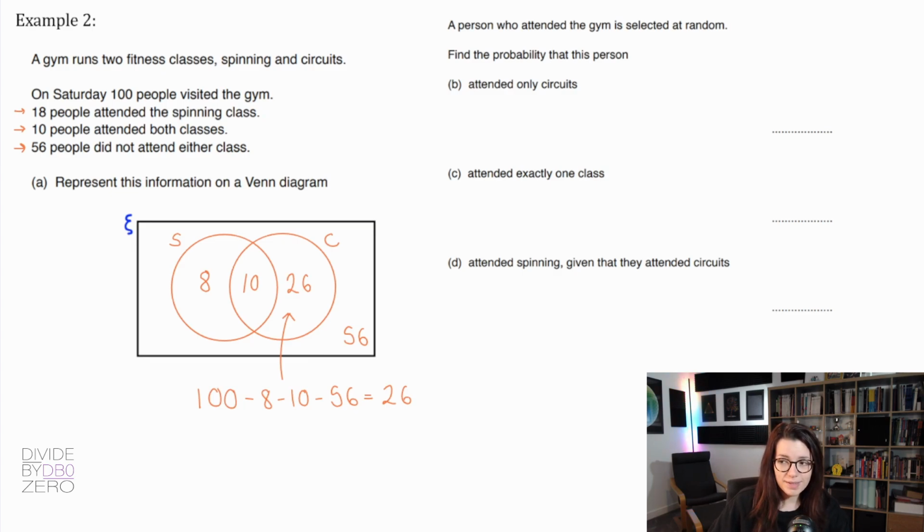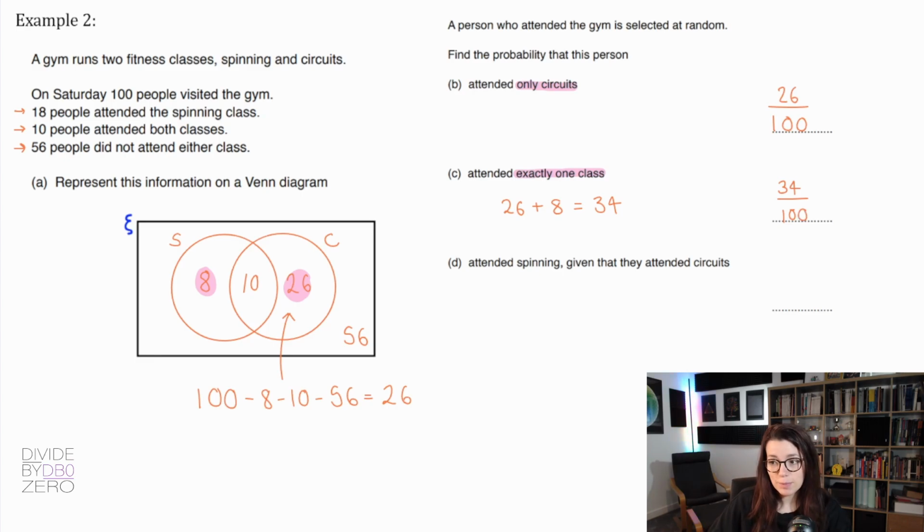Let's move on. So a person who attended the gym is selected at random. Find the probability that this person attended only circuits. Only circuits, that's going to be this part here. So that's going to be 26 out of the 100 people. Part C, attended exactly one class. So that will be the 26 people that attended only circuits plus the 8 people here that attended only spinning. So that's 34 people altogether selected out of the 100. So 34 out of 100.